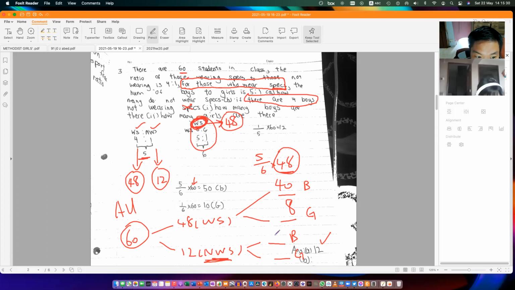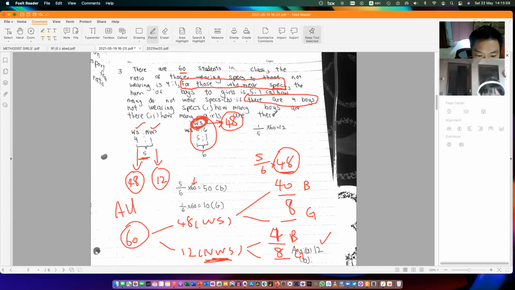4. Okay. Can you read the question? How many boys not wearing specs? If there are 4 boys not wearing specs, what should I fill here? 4. Okay. So 4 boys not wearing specs. So how many girls not wearing specs then? 8. Okay, good. So now the question asks for how many boys are there?